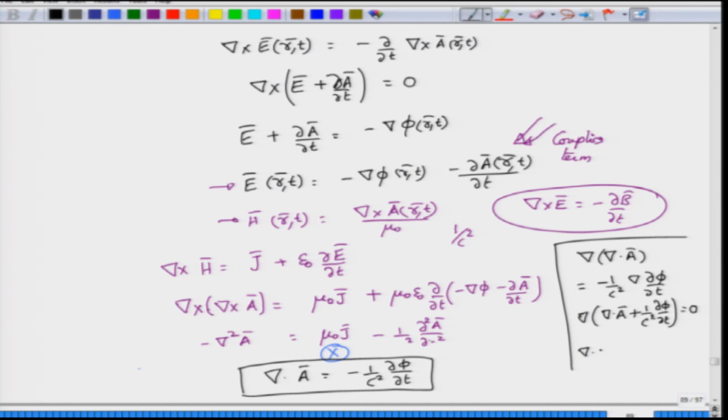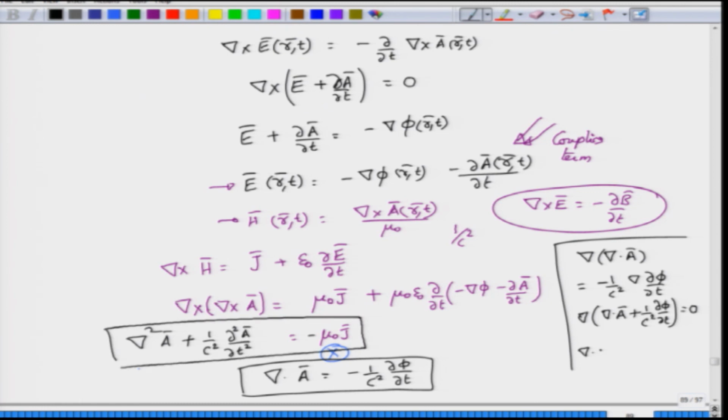What I now have is del square A present, so you can pull this del square A by del t square back into this. So, this is 1 by c square, and then rearrange the equation. I can first make this into plus here and a minus sign here, and then pull this onto the left hand side. So, I now have del square A plus 1 by c square del square A by del t square, which must be equal to minus mu naught j. And then I have del dot A is equal to this equation.